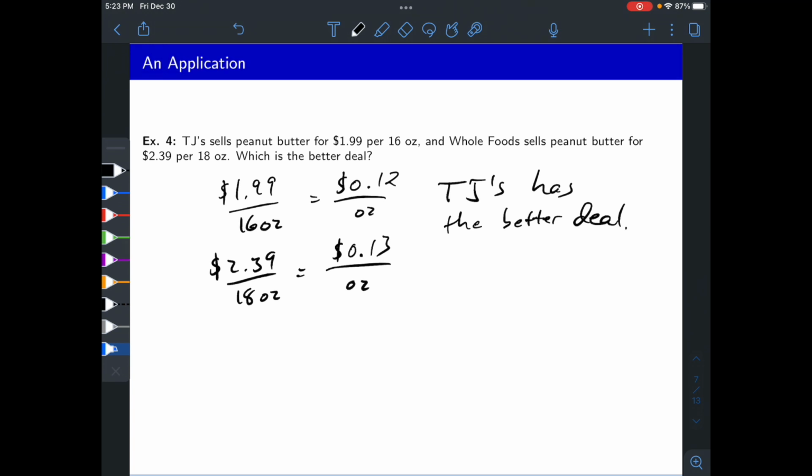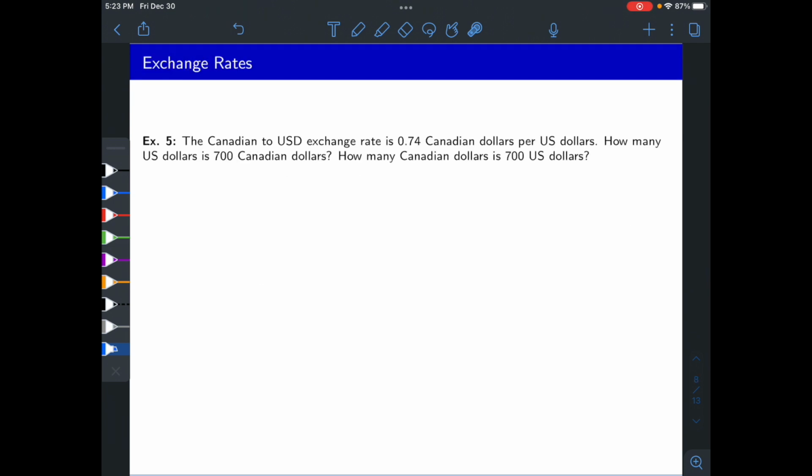It's not by much, right? But it's still the better deal. And maybe there are situations where you just need more peanut butter or whatever, but yeah, that's the better deal.